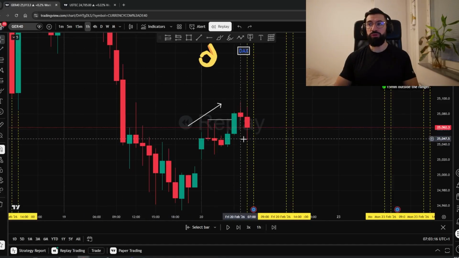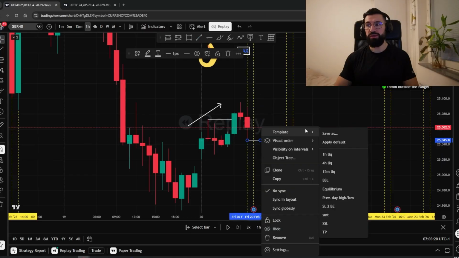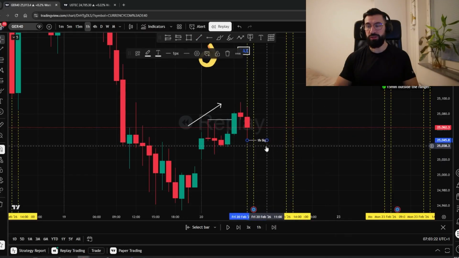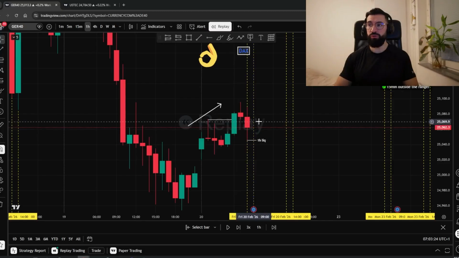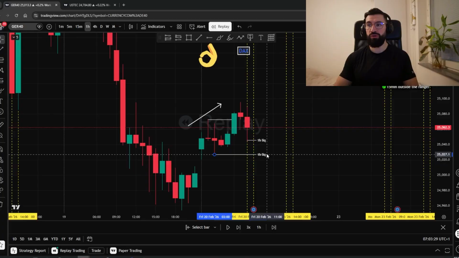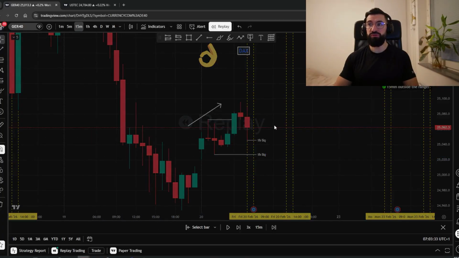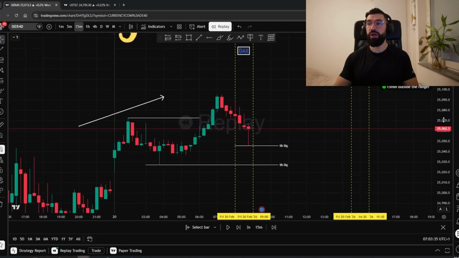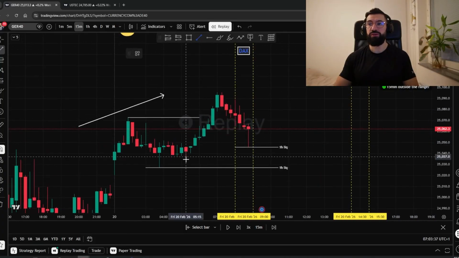So what do I do when I do this? I usually mark out the 1 hour liquidity right here. There's a low right here. Now, mind you, I don't know what the next candle is going to be. I want to mark out the 1 hour liquidity right here also, right? Then I want to jump to the 15-minute, and this is the area where I want to mark out the 15-minute liquidity right here.